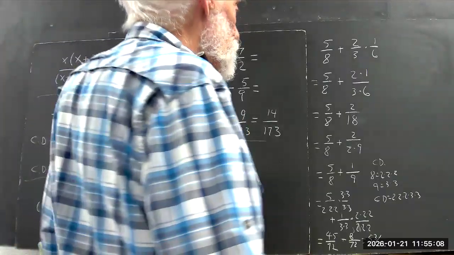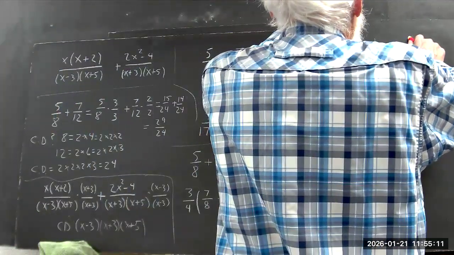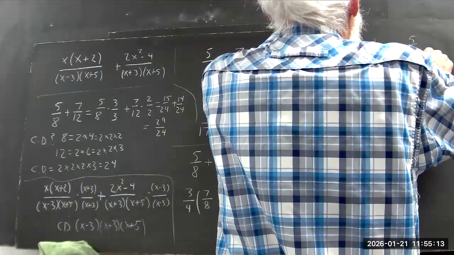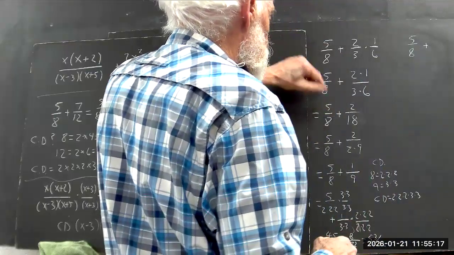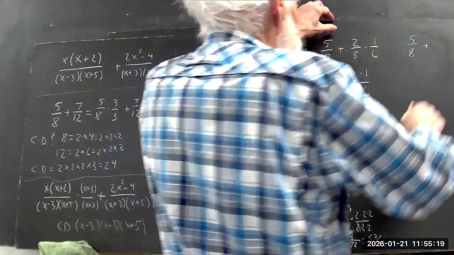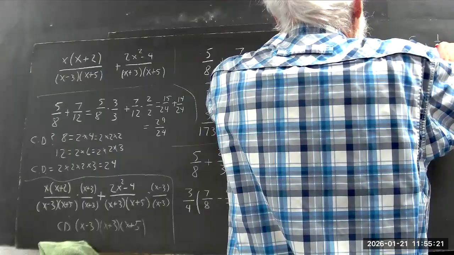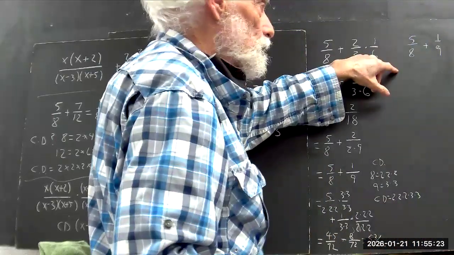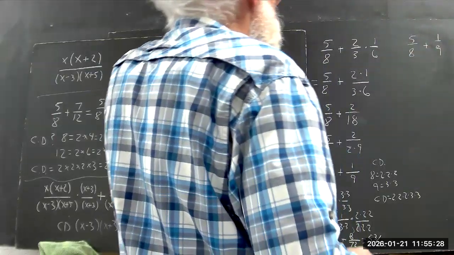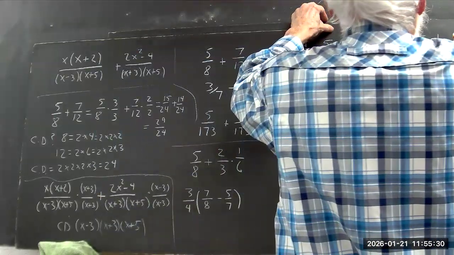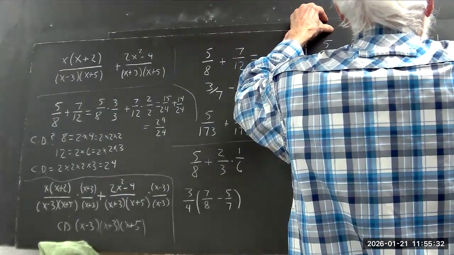Okay. Now I can also do that. Okay, 5/8 plus, I'm not gonna go through the part of getting down to the 5/8 plus 1/9. I'll just start with the 5/8 plus 1/9. And the common denominator, I can say there are no common factors.